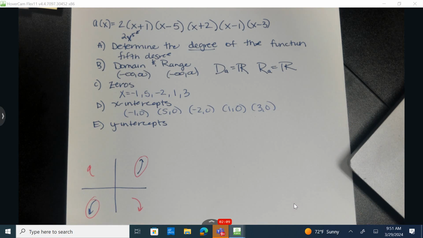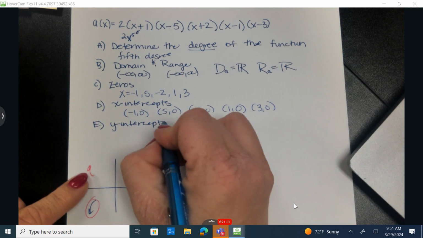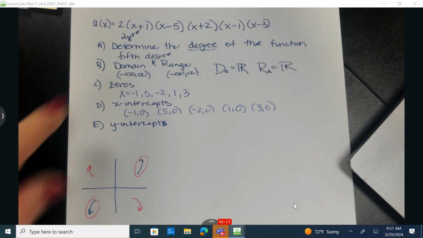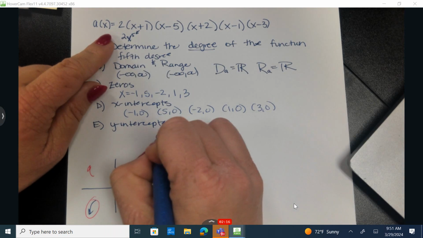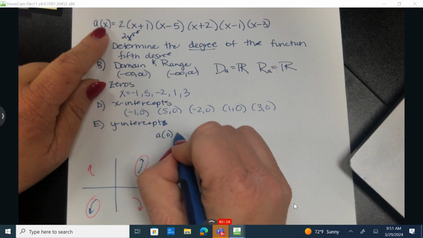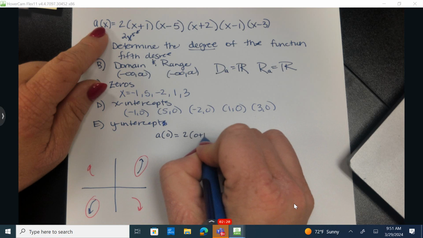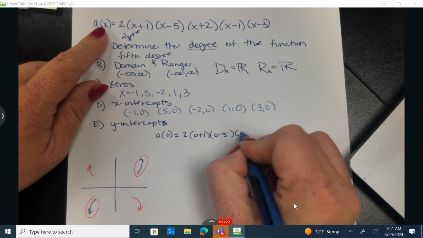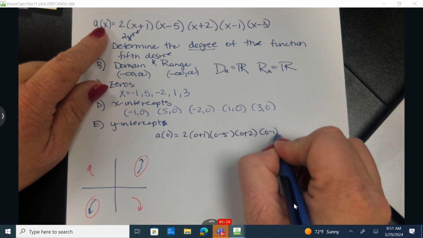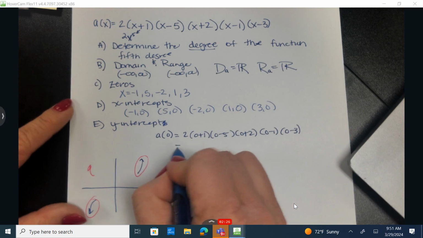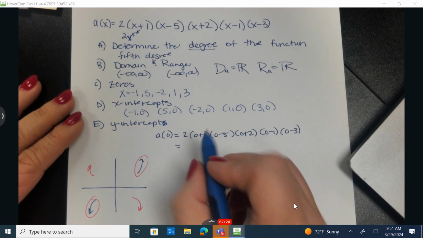How do I determine the y-intercept? It should not be intercepts. There's only one y-intercept of a function. So I'm going to replace the x with 0. So this is 2 times 0 plus 1, 0 minus 5, 0 plus 2, 0 minus 1, and 0 minus 3.